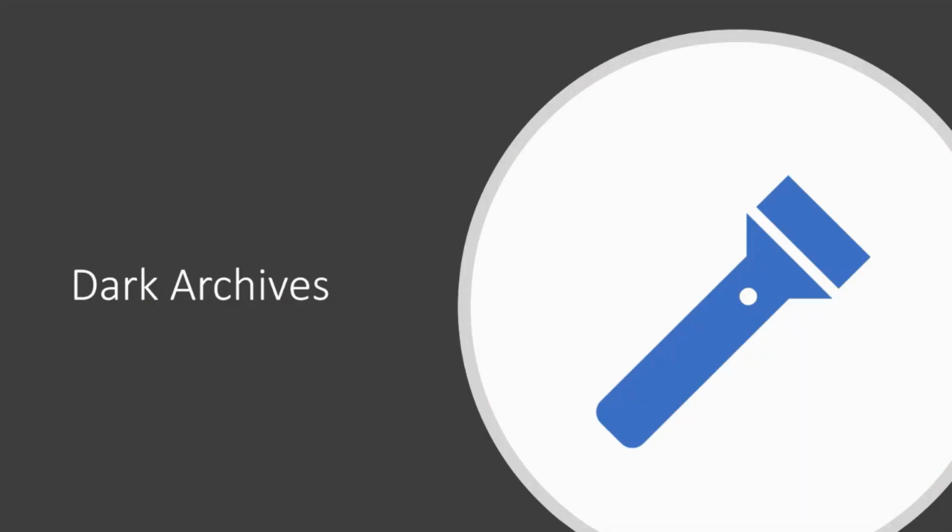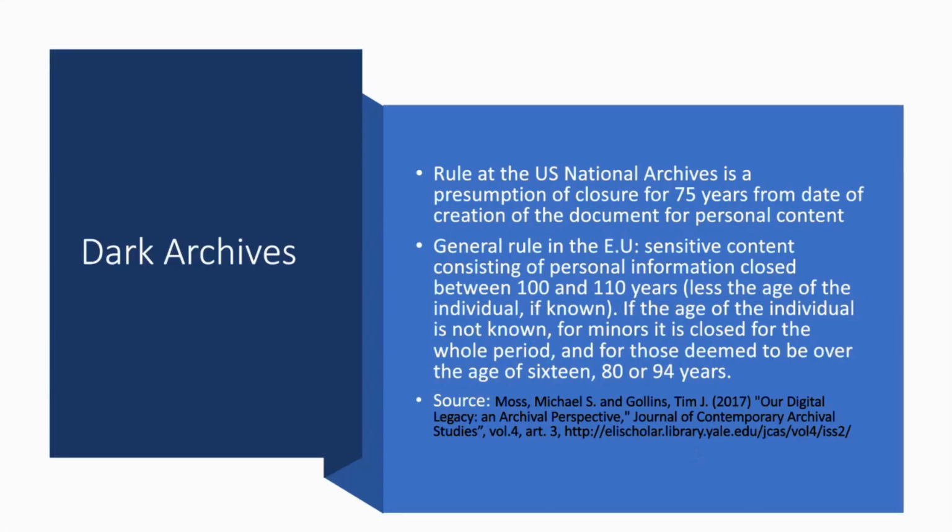The dark archives problem, and the reason why it's only 0.07% in the US, well, first of all, there's a presumption that everything is closed for 75 years in the US. There are different presumptions in other countries. I don't know whether the UK follows the EU here, but there is a presumption that personal information is closed until the death of people or it can be determined. And so that's the baseline.